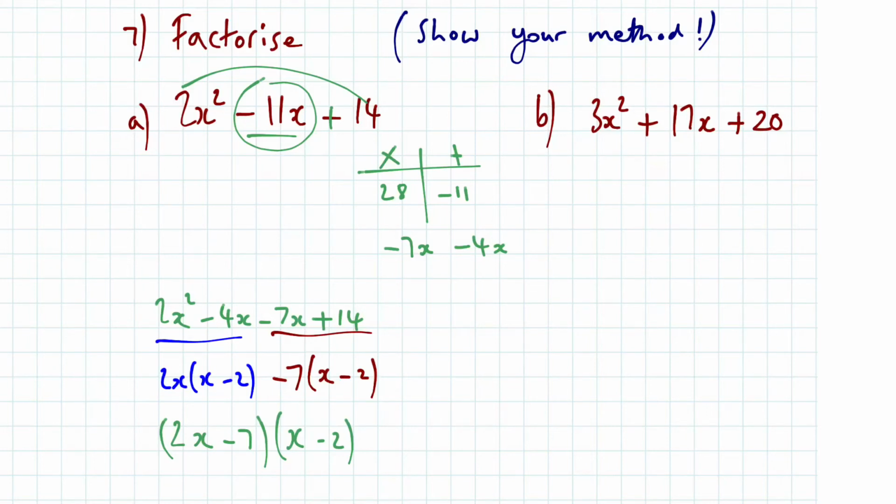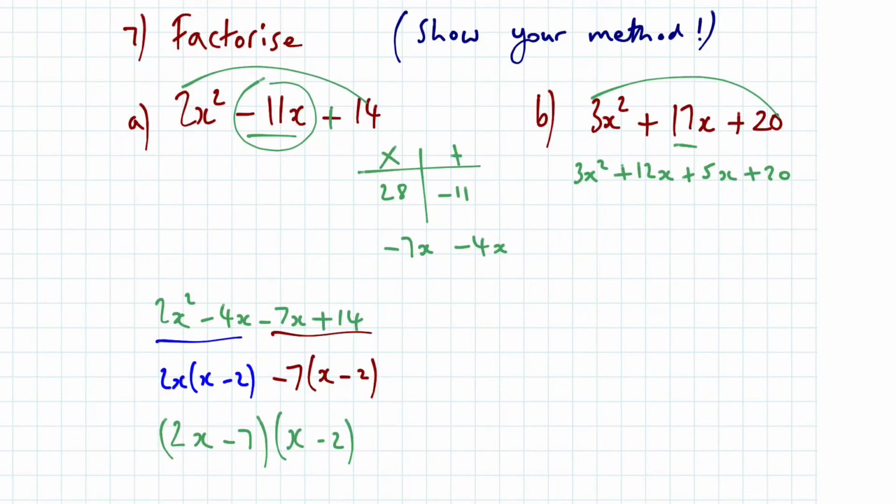I'm using exactly the same technique on this next question. I'm going to split up my middle term into 12x plus 5x. That is because 12 times 5 makes the 60 that you get from there, and 12 add 5 makes the 17 that's in the middle. So that's why I've chosen those numbers.